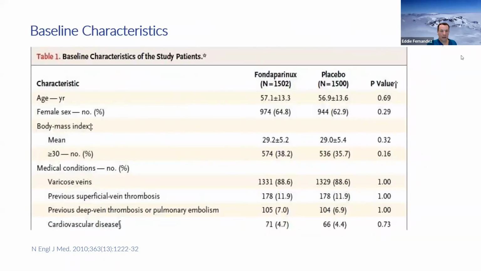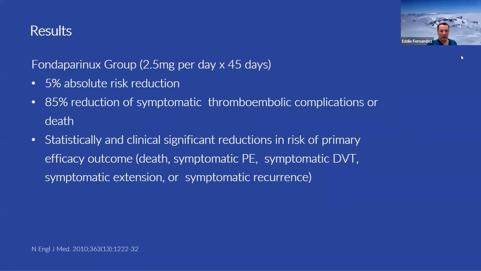And this is how their baseline characteristics look. Pretty darn even study, a little bit more predominant towards females, but we know that if females have more varicosities, it might be more up to having SVTs. So here are the results, okay?